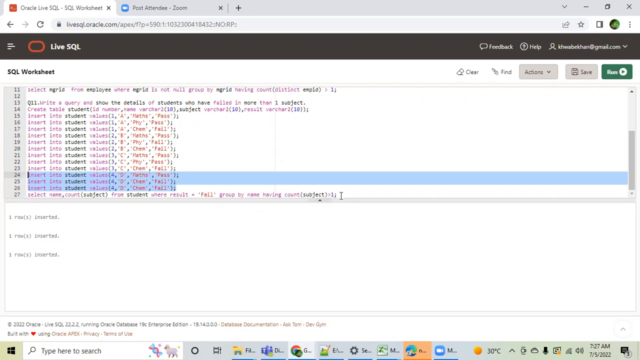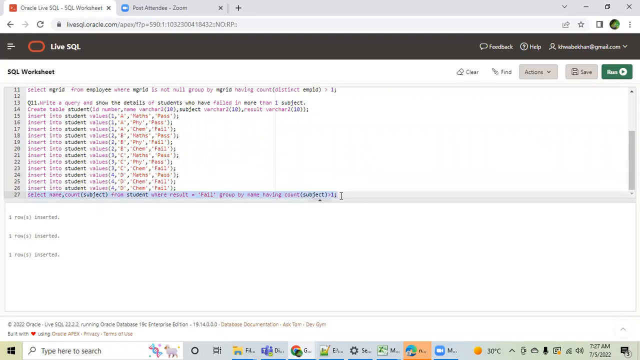So if I execute this query, should it give me the output D as well? If this query is correct, it should not give me D, right? But it is giving me D as well. This query is telling me that D has also failed in 2 subjects. Now tell me where is the mistake in this query then?